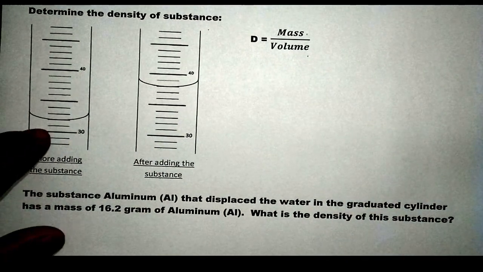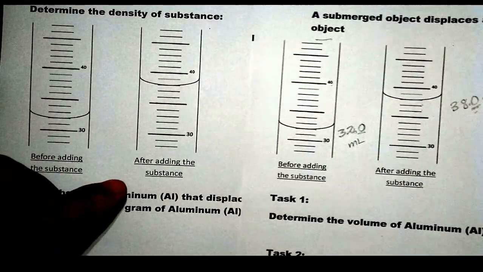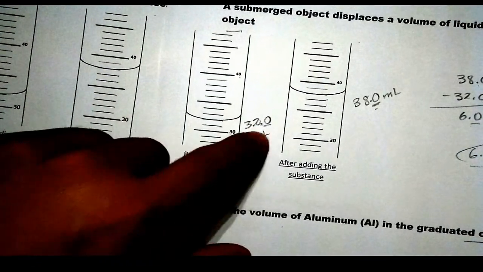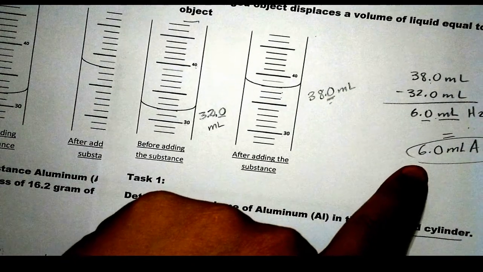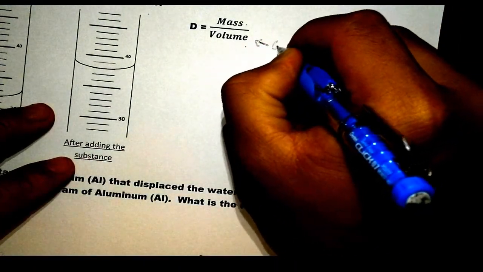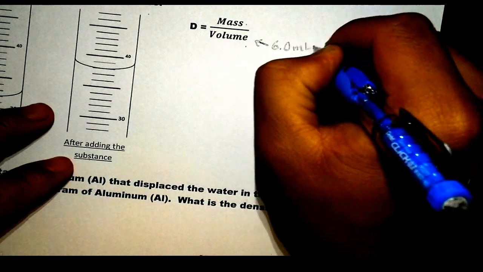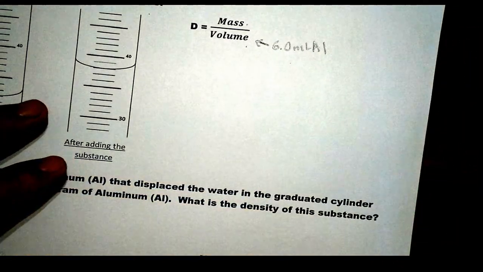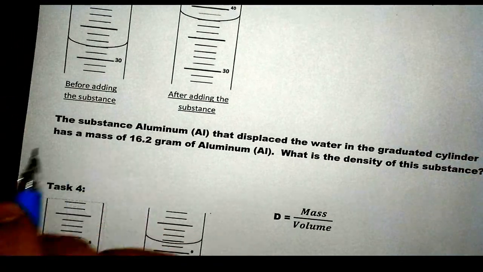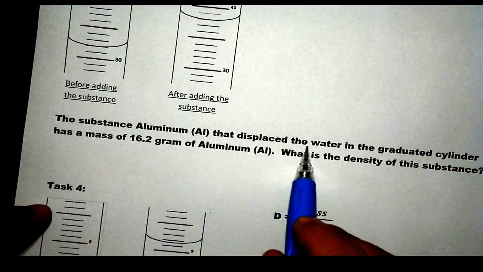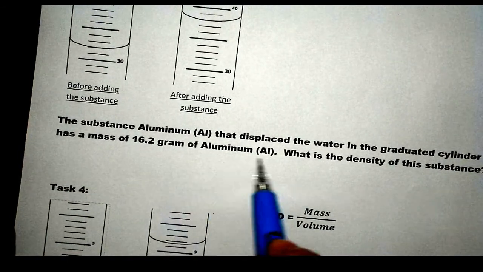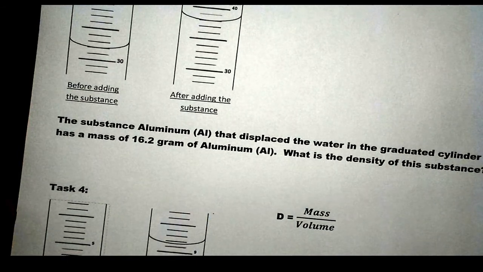And if you notice, this is the same one that we had before here. Notice how the same reading, right? So we know the volume of aluminum is 6.0 ml. And specifically, aluminum. Okay? But what about the mass? If we go to the problem, it says a substance, aluminum, that displaces the water in the graduated cylinder has the mass of 16.2 grams of aluminum. What is the density of the substance?